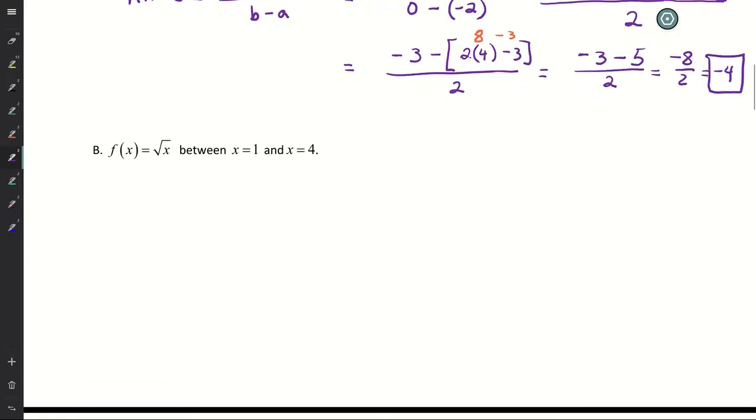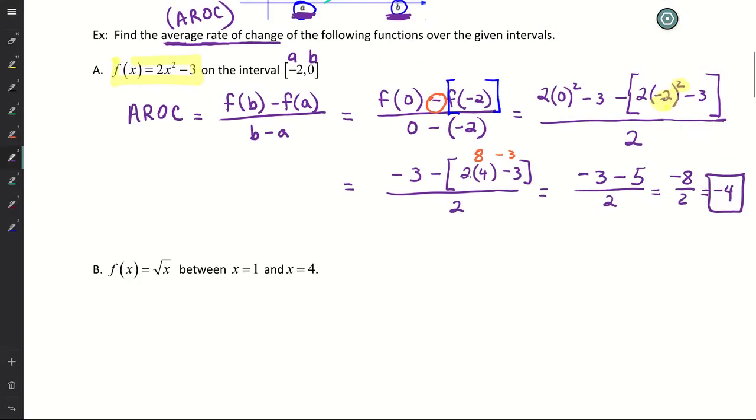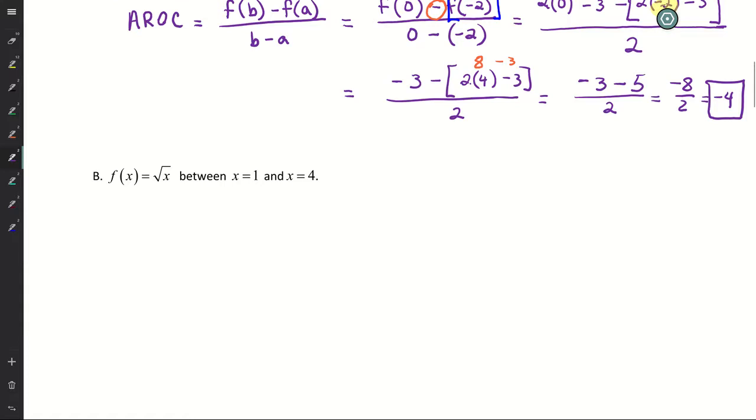All right, the next one, we're going to look at a different function. So on here, once you've learned average rate of change and you've got the formula, really the only other problem is just trying to make sure that we're okay with whatever function that they throw at us. So on the first one, they threw at us a quadratic function. We were okay there. On this one, they're throwing at us a square root function. So my f of x is square root of x.